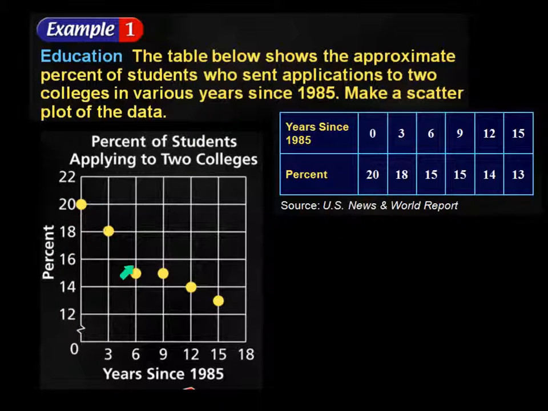And then it's just a simple matter of plotting points. They labeled the vertical axis %, which came right from the table. And this data was about the percent of students applying to 2 colleges. Looks really nice and linear, other than this guy kind of looks like an outlier. He doesn't really fit the pattern.